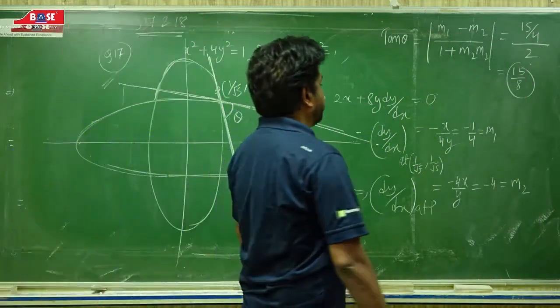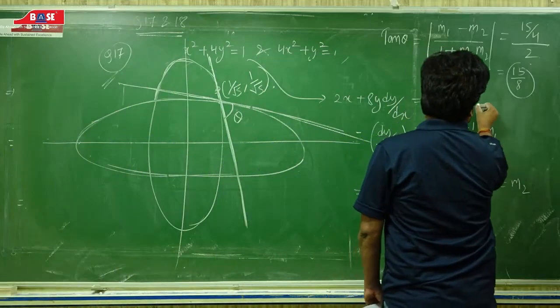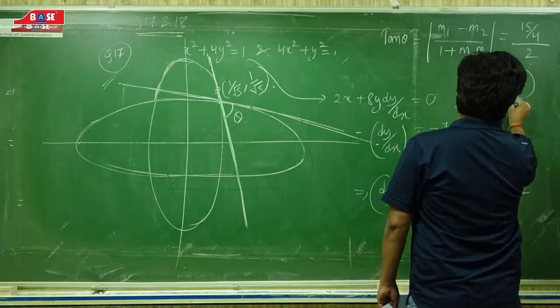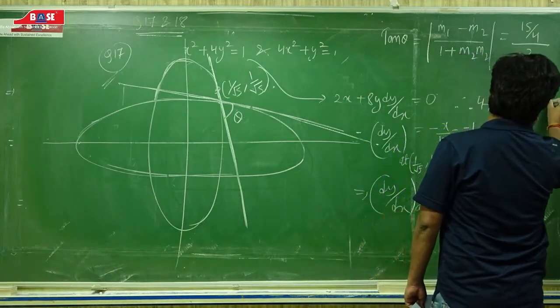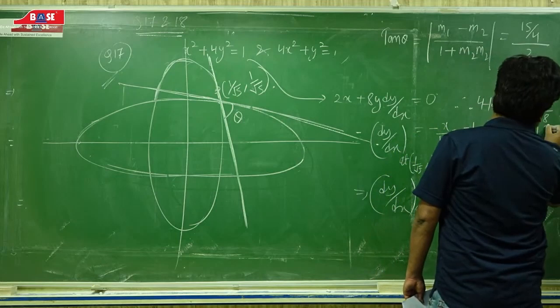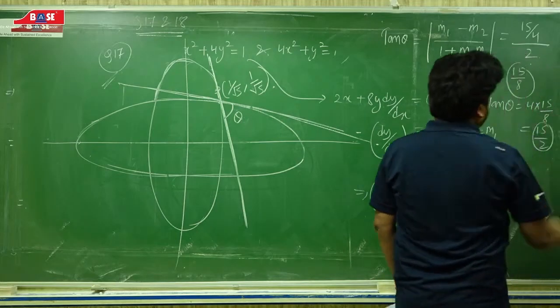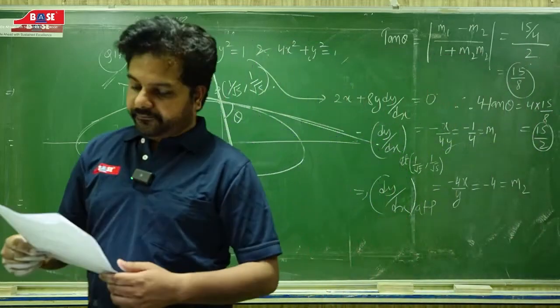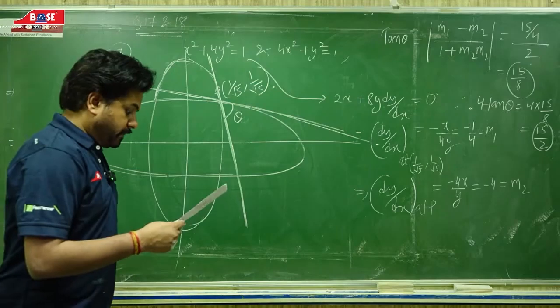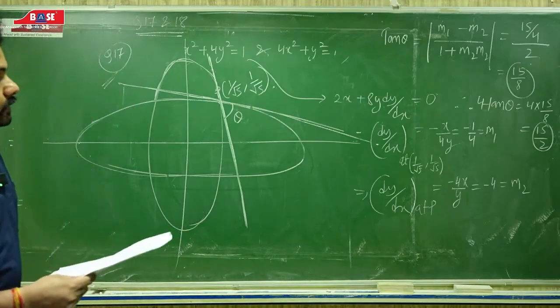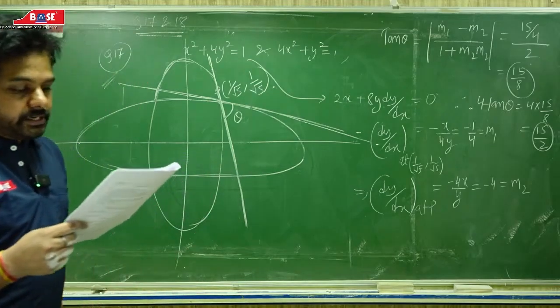So they are asking for 4 tan theta. So we can say therefore 4 tan theta is equal to 4 into 15 by 8, which is 15 by 2, which is going to be 7.5, right? Okay, then moving on to the next part of the question.